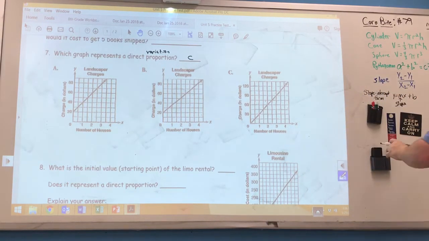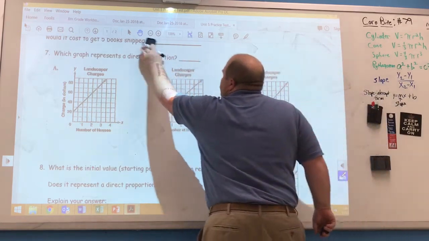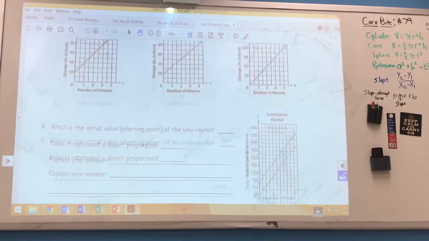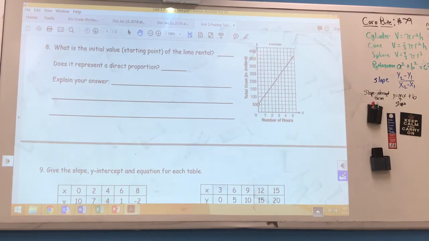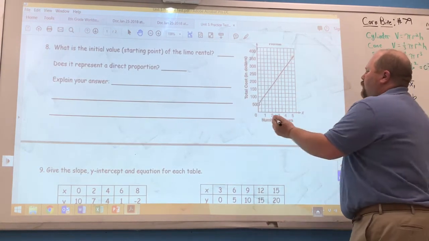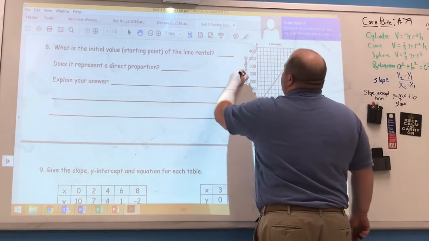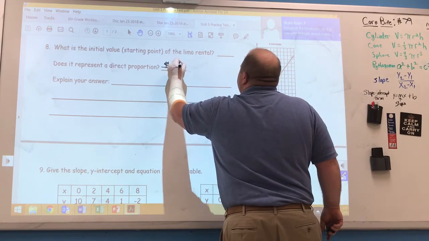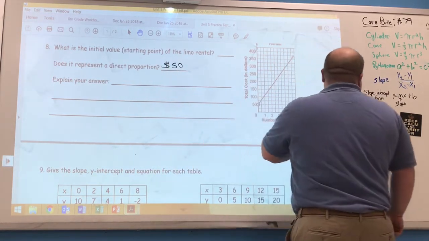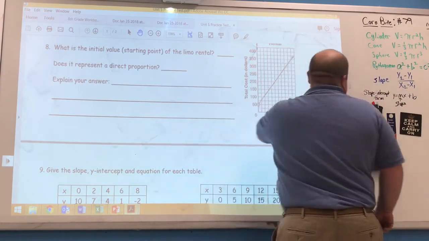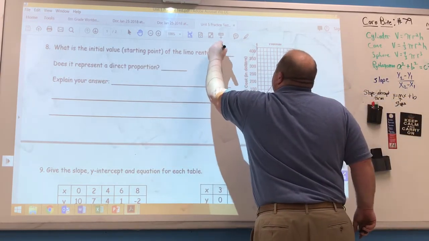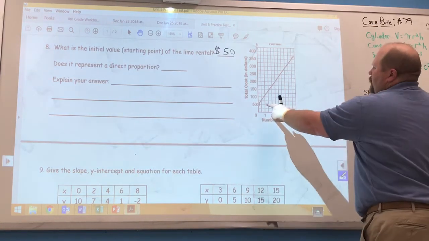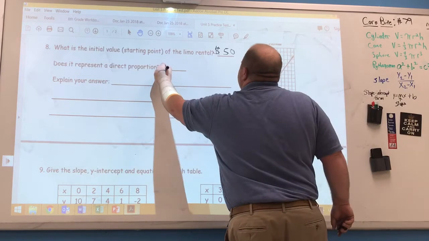All right, scroll up. Number 8, what is the initial value or starting point of the limo rental? Well, we can see right here it's $50 because it says total cost in dollars. All right, so we've got $50. Oh, sorry, put that in the wrong spot. $50. All right, does it represent a direct proportion? No, it does not. It does not start at the 0.